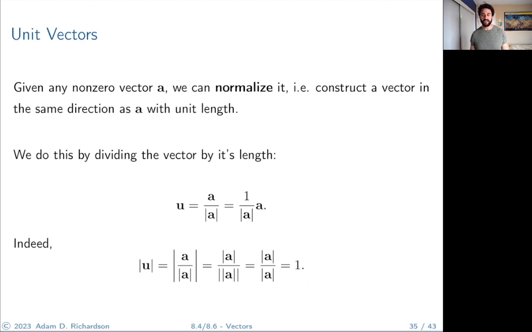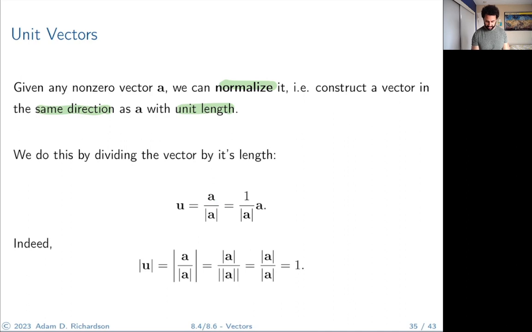If we're given any non-zero vector, then we can normalize it. Normalizing it means to find a vector that's the same direction, but with unit length. So if I give you some vector, any vector at all, call it A, what is a vector that's the same direction, but only goes 1 unit in that direction? And the way that we do it is we just take the vector A and we divide it by its length. That's it. And that will give us a unit vector in that direction.